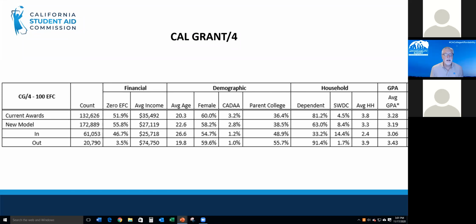If you look at the in and out, you can see you pick up more 0 EFC students. The students who are no longer eligible have a much higher income. Once again, it's a good target of funds, especially if you're looking to target more needy student populations. So that's Cal Grant 4.